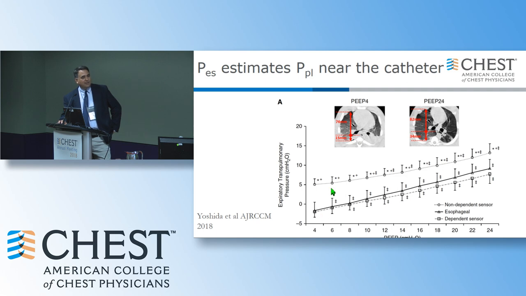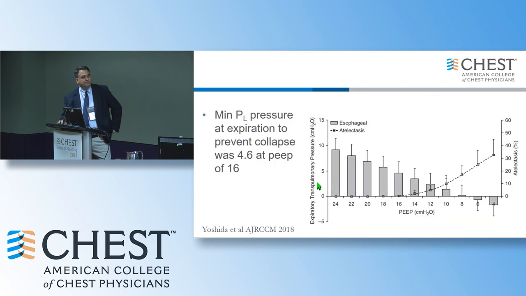And when they looked at the expiratory transpulmonary pressure calculated using the esophageal catheter, it correlated very nicely with this dashed line, which represented the pleural pressure that they measured. They put a device into the pleura of these pigs and in the human cadaver to measure that. But in the area up here where they had a pleural pressure, it didn't correlate very well at all.